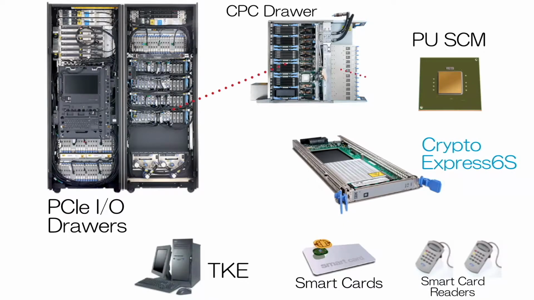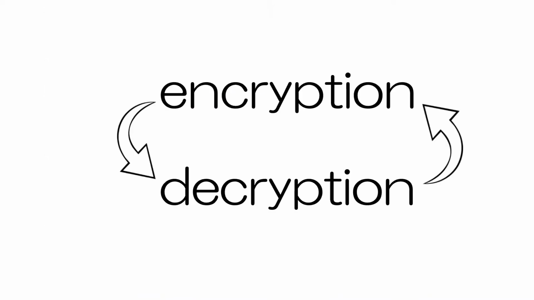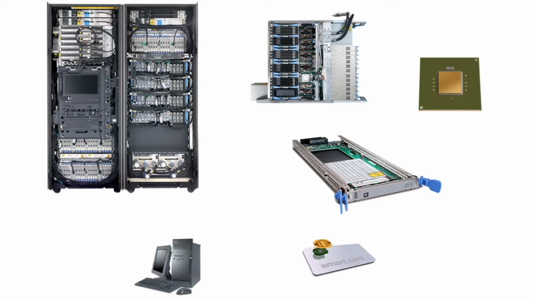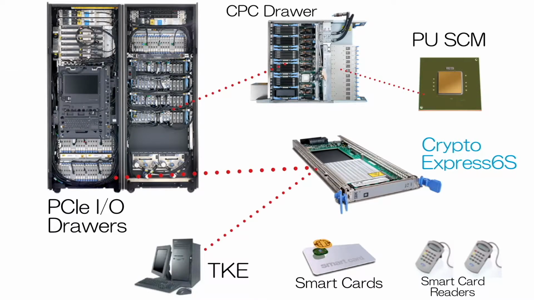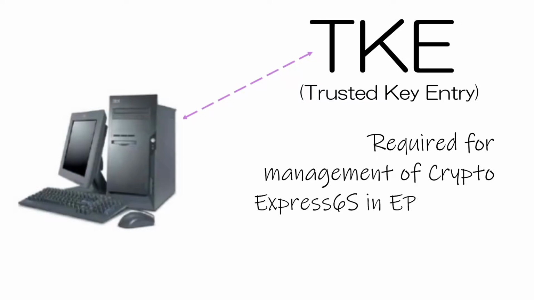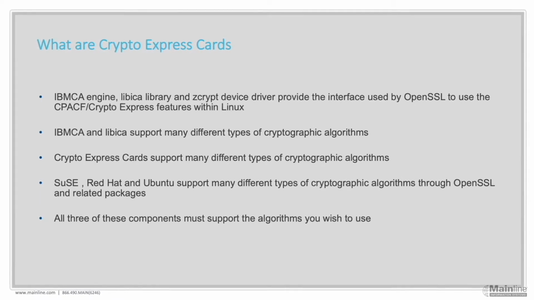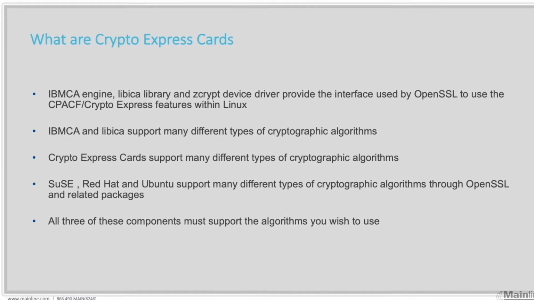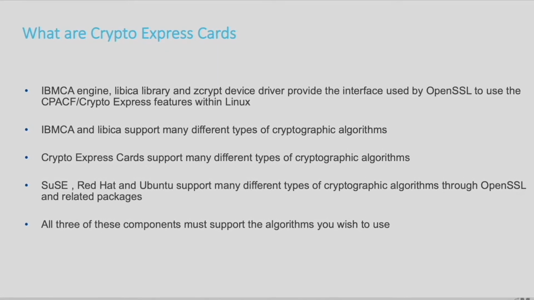For those of you who may be unfamiliar, this is a crypto card. It looks like any other PCIe card. It is used for encryption, decryption, and other activities. Here, the CPACF function is sitting next to your IFL or general purpose engines on the actual processors themselves. I mentioned the TKE station here. This, again, is used when you have the card configured to enter keys or for backup purposes. There are 3 different elements that have to work together here and must all support the algorithms you wish to use.